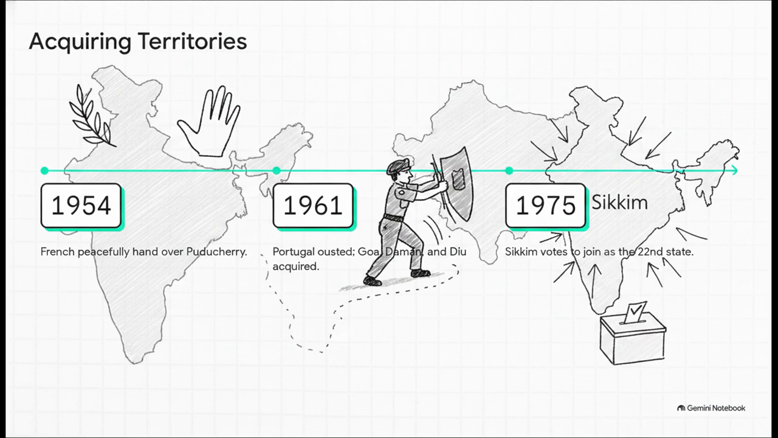The French peacefully handed over Puducherry in 1954. The Portuguese, on the other hand, had to be ousted by police action in 1961 to finally liberate Goa, Daman, and Diu. And then there's the fascinating story of Sikkim. It had been a protectorate, but in a unique geopolitical move, Sikkim held a referendum in 1975 and voluntarily chose to integrate, becoming the 22nd state of the Indian Union.